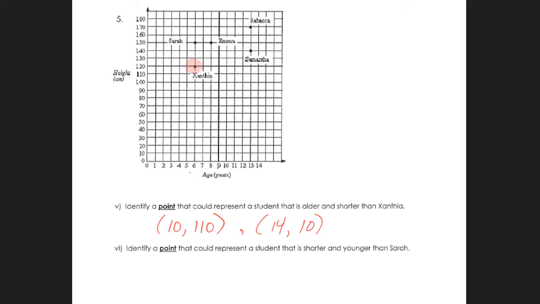Maybe you take a look at question 6. Identify a point that could represent a student that is shorter and younger than Sarah. Well, Sarah is right there. So, shorter and younger. Then maybe we go something like 4, 130. That would be shorter and younger. And clearly then you have a bunch of other completely unreasonable answers.